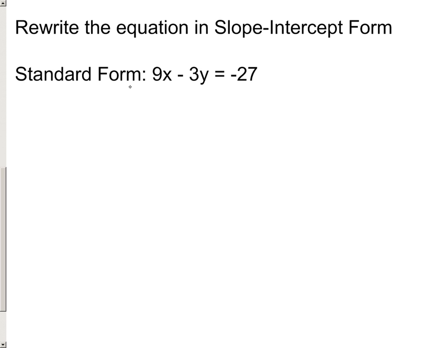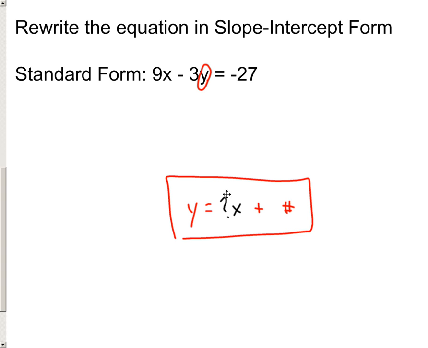Rewriting a standard form linear equation into slope-intercept form is a little bit trickier, but basically it comes down to this. We want to get the y all by itself, so it will be y equals something x plus or minus another number. This is the basic format: there's going to be some sort of coefficient on the x, plus or minus another number, but the y is going to be all by itself.